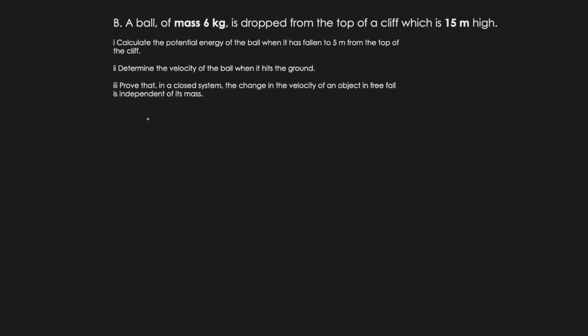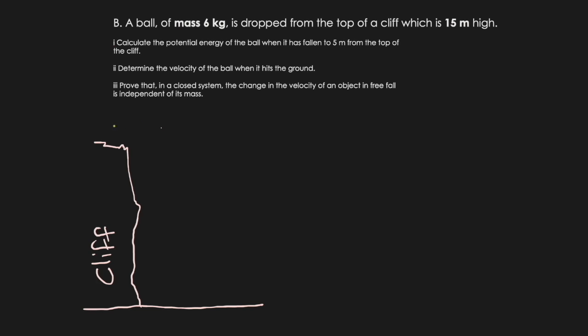Part B of the question: a ball of mass 6 kilograms is dropped from the top of a cliff which is 15 meters high. So let's say we have a cliff, and we have the ball at the top of the cliff. The height of this cliff is 15 meters, and the mass of the ball is 6 kilograms. The first thing they want us to do is calculate the potential energy. As we know, the course assumes that gravity is 10 meters per second squared.